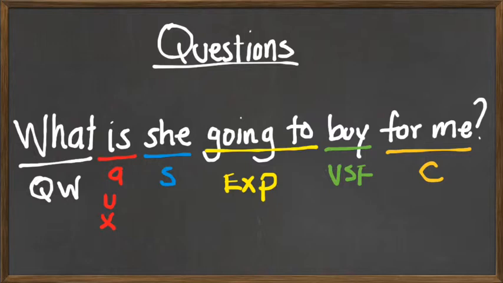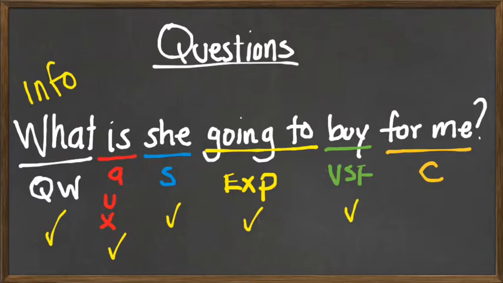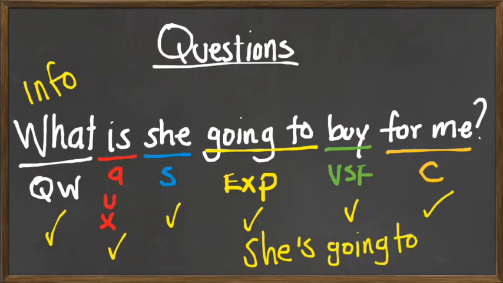If we want to make an information question, we just insert our question word in the beginning, and the result is, what is she going to buy for me? And then we have our elements, the question word, auxiliary to be, subject, the expression going to, and our verb in simple form, as well as our complement. Possible answer can be, she is going to buy a camera.